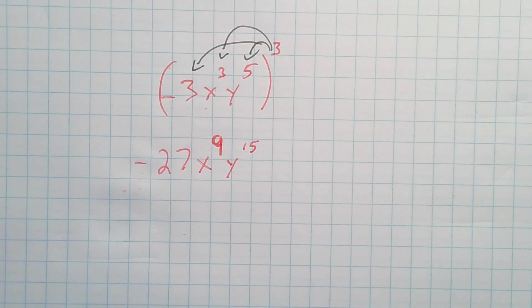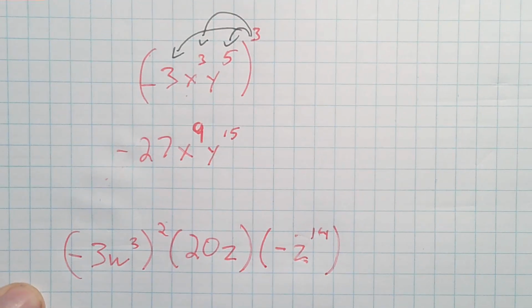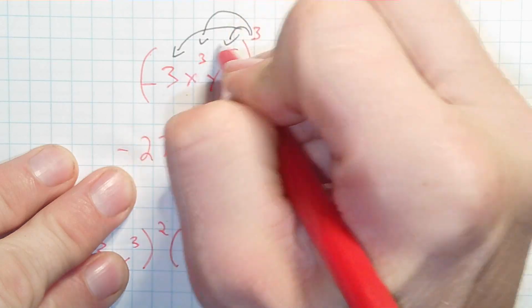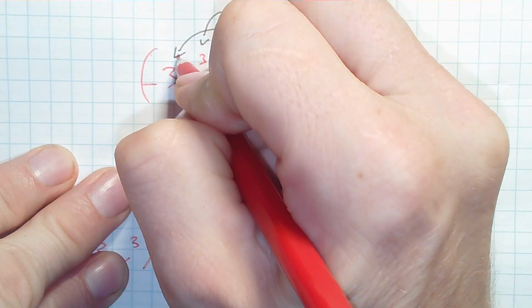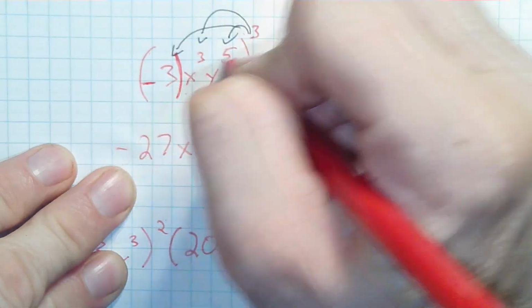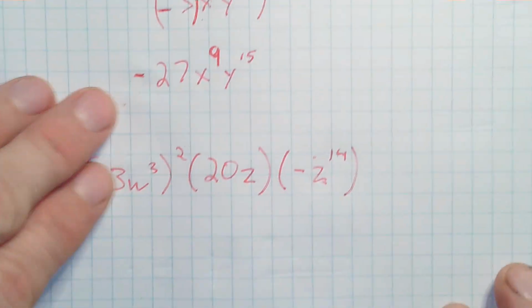Okay, so let's look at another example. Real quick correction. Sorry about this. When you cube this 3, the negative sign is indeed part of this. So it's going to be negative 3 cubed, which is still negative 27. So moving on to this one.